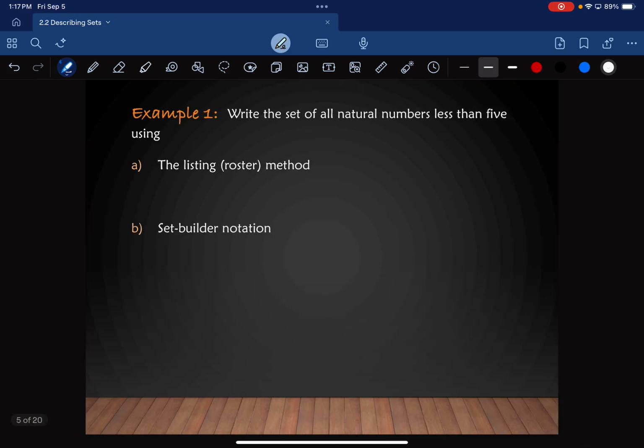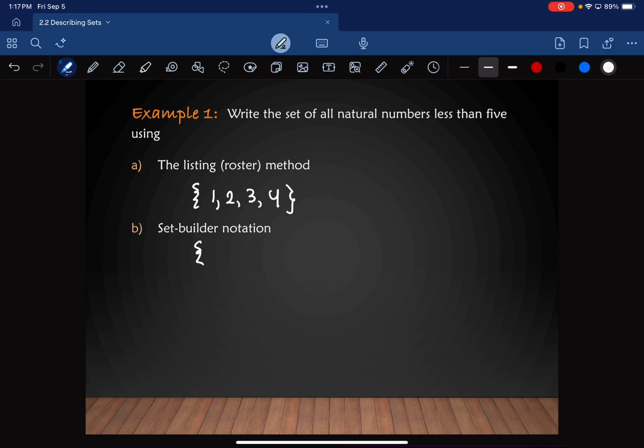Okay, so let's do an example. Our first example is that we're going to take a verbal description. It says write the set of natural numbers less than 5, and it asks us to do this in 2 different methods. The first one is the listing, also called the roster method, where we use curly braces and just literally list them out. So what numbers are included in natural numbers less than 5? You can do them in order or not, it really doesn't matter, but what do I get? 1, 2, 3, and 4.